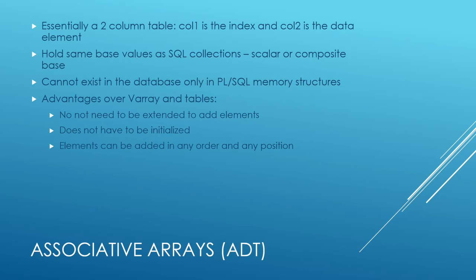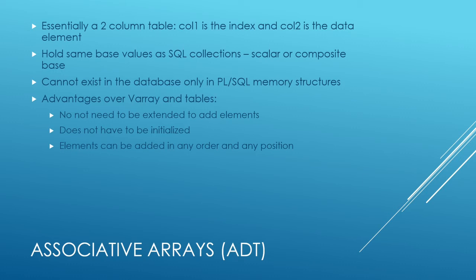So that brings us to associative arrays. Associative arrays are, for all intents and purposes, a 2-column table. Column 1 is your index, and column 2 is your data element. It has the same base values as SQL collections. You can have scalar or composite bases. Difference here, though, is an associative array cannot exist in the database. It only can exist in the PL/SQL memory structure in the program.